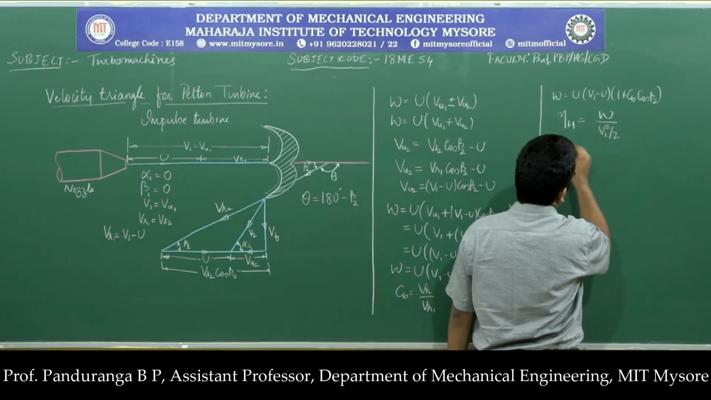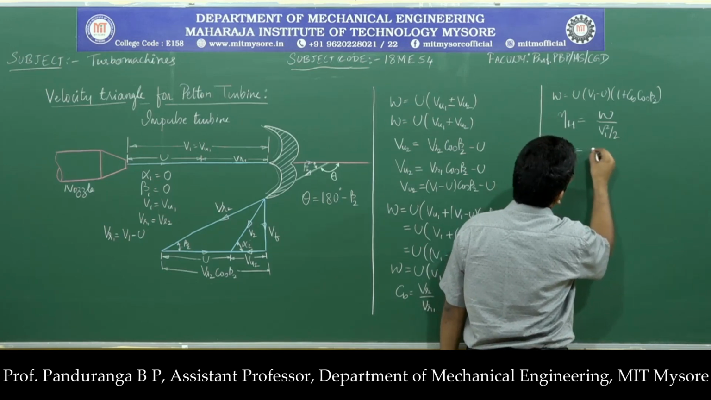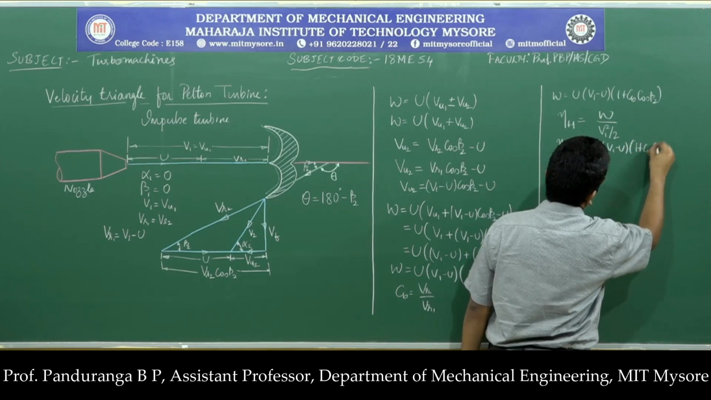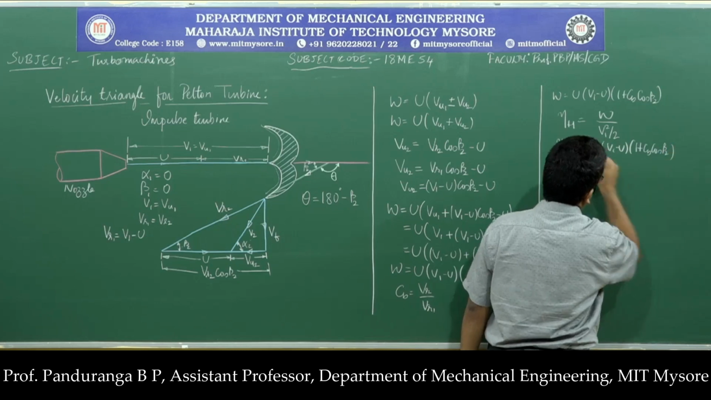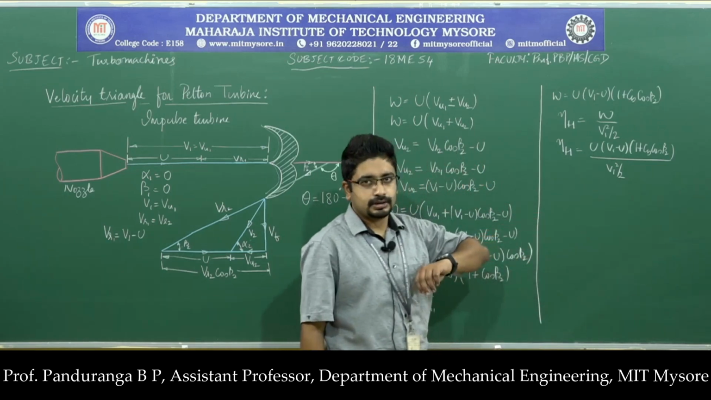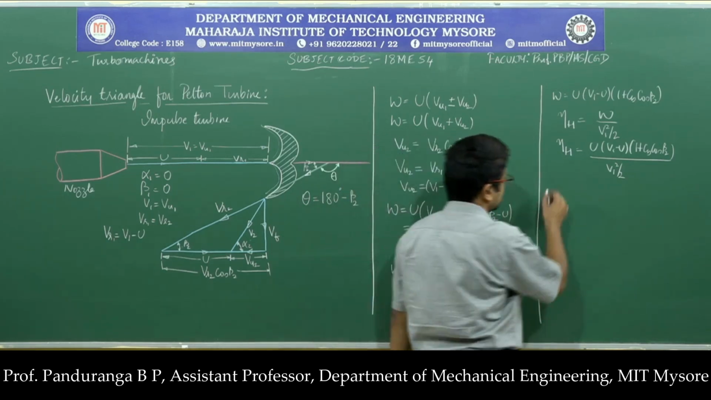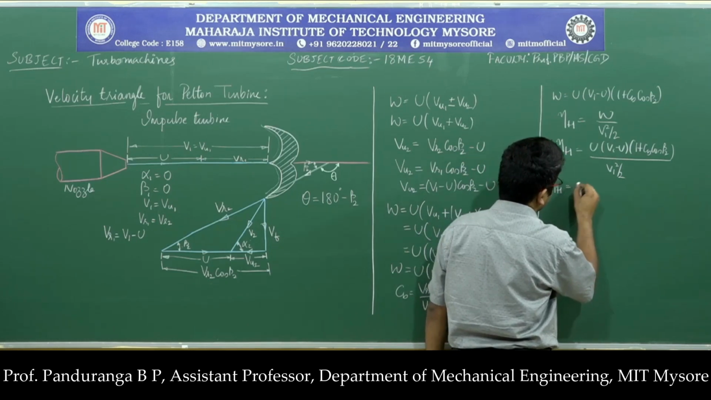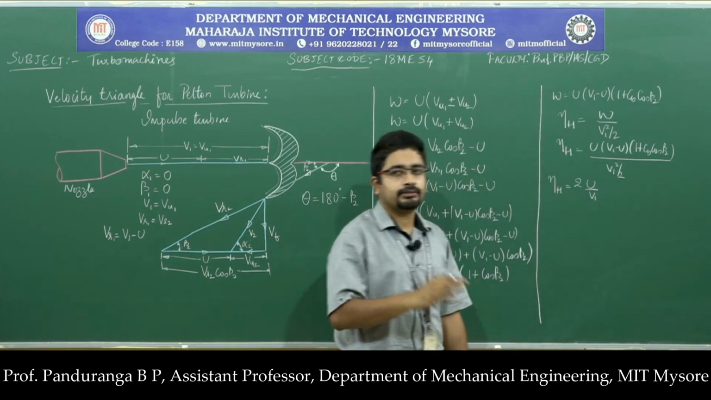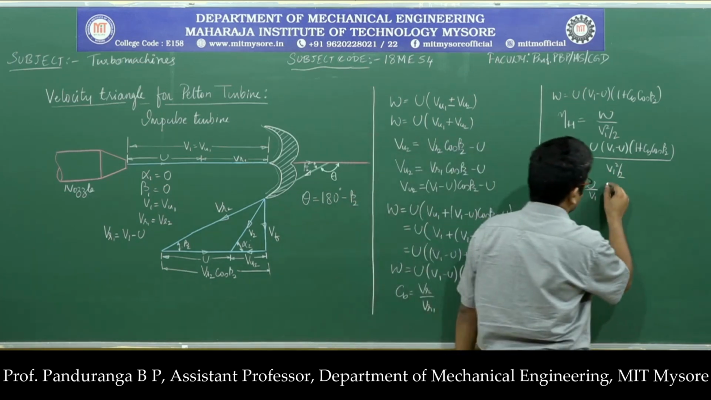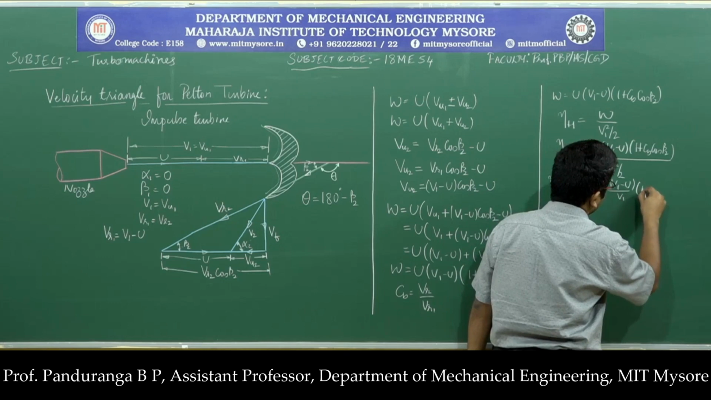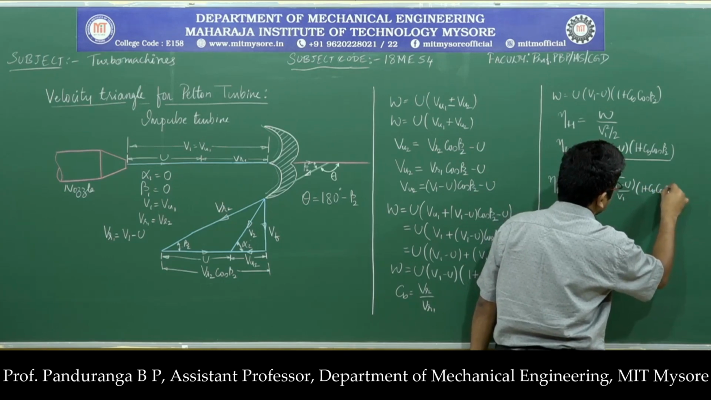So I can write hydraulic efficiency eta h as u into (V1 minus u) into (1 plus CB cos beta 2), whole divided by V1 square by 2. Here we have 2 in the denominator of the denominator, so I will take it to the numerator. So eta h will be equal to 2 into u divided by V1. In the denominator we have V1 multiplied by V1, so I will split it, multiplied by (V1 minus u), everything divided by V1, into (1 plus CB cos beta 2).